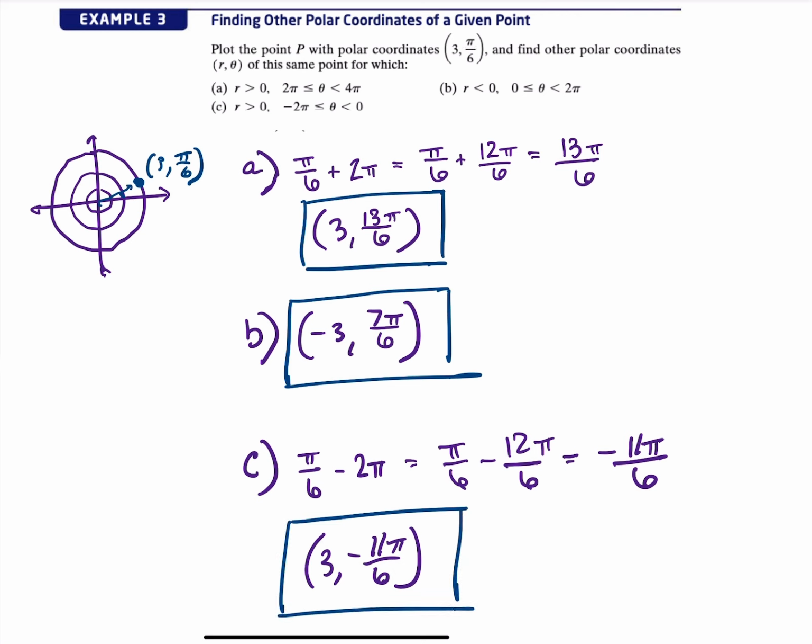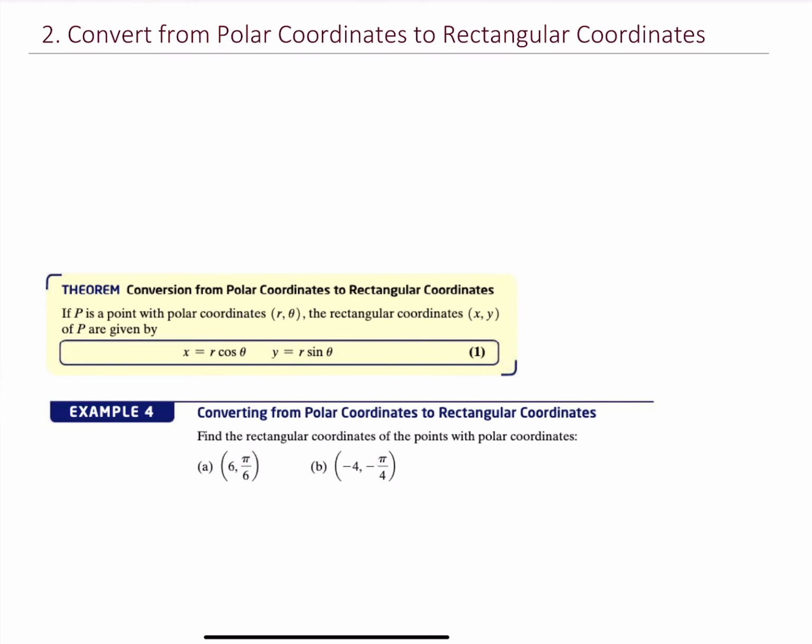So the main point here being that we could come up with many different descriptions of the same point in a polar coordinate system. So let's now see how we can convert between polar coordinates and rectangular coordinates and between rectangular and polar coordinates. Because they're technically existing in the same space, we're just describing the points using a different system. So we want to be able to relate them to each other.